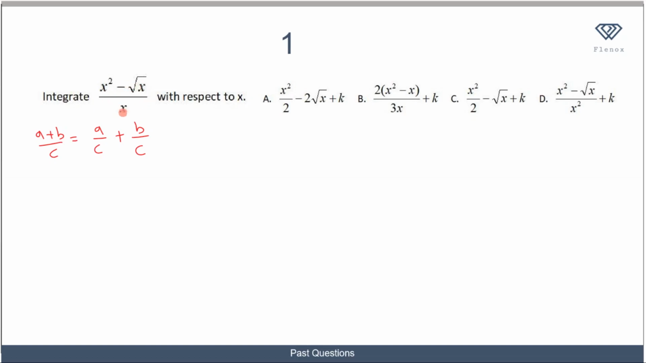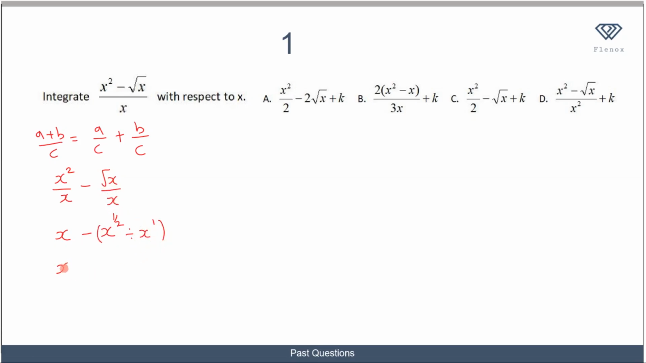So we can easily split this out to have what? x squared over x minus the square root of x over x. This is pretty straightforward. x squared divided by x will remain just x, then minus square root of x, which is the same as x raised to the power of half, divided by x to the power of 1.